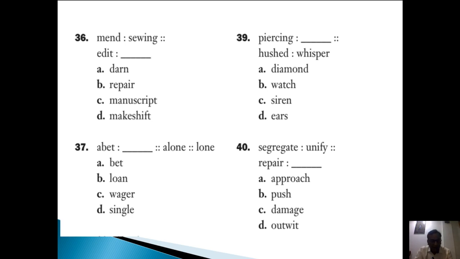Getting the relationship. Then what would be the relation in this second part? Repair equal to what? I think you already have this word. Segregate. To segregate is an antonym of to unify. It's the opposite word of unify. And to repair is an antonym of damage.